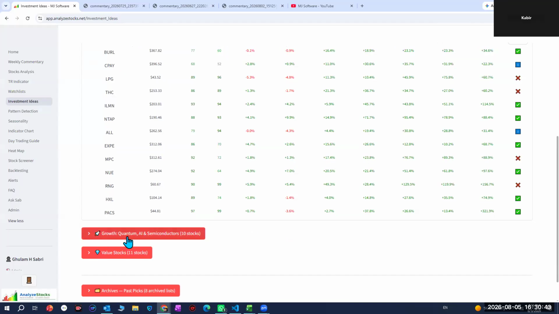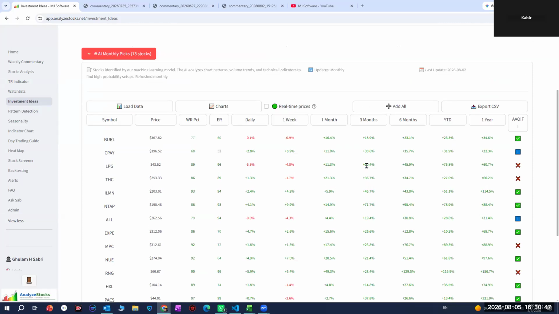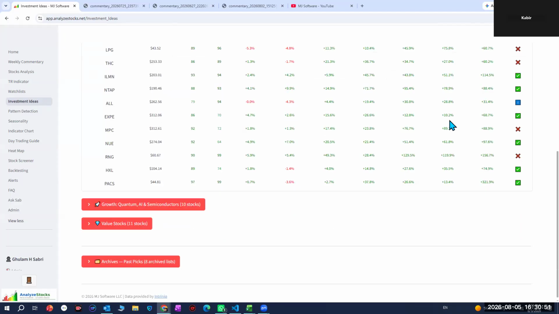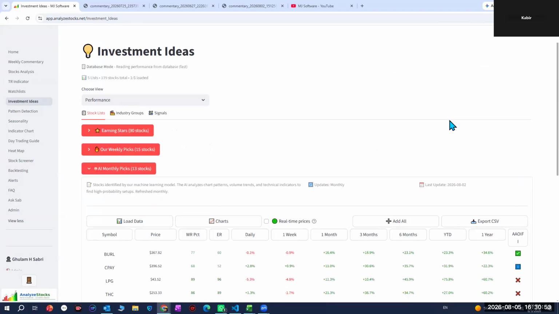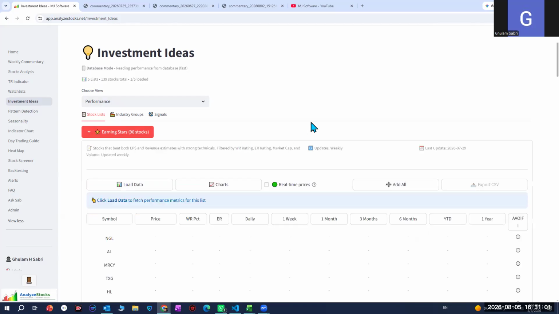Then we have a growth. Sabri bhai, what is this earning stars? In the investment ideas, the stock list, you have earning stars, weekly picks, monthly. What is the top one? The Earnings Star. It defines it here.